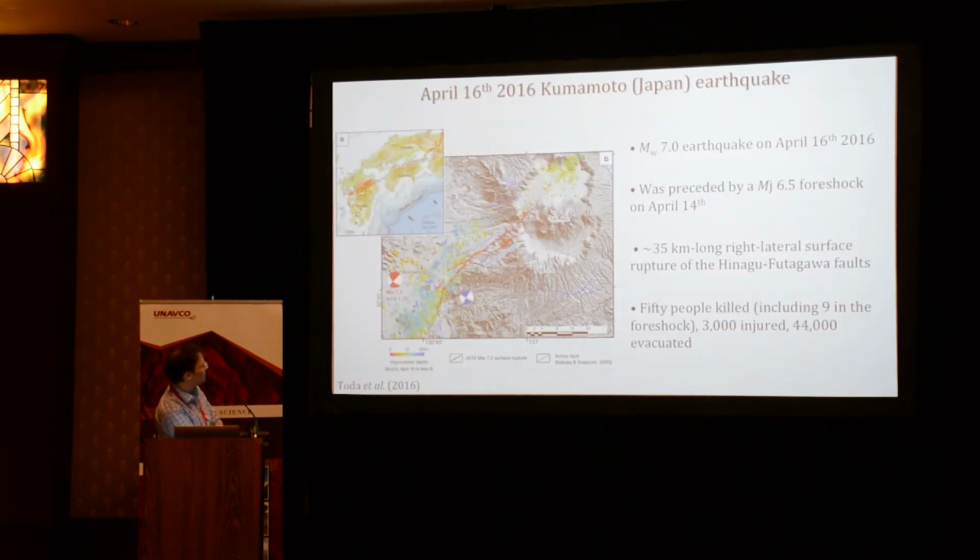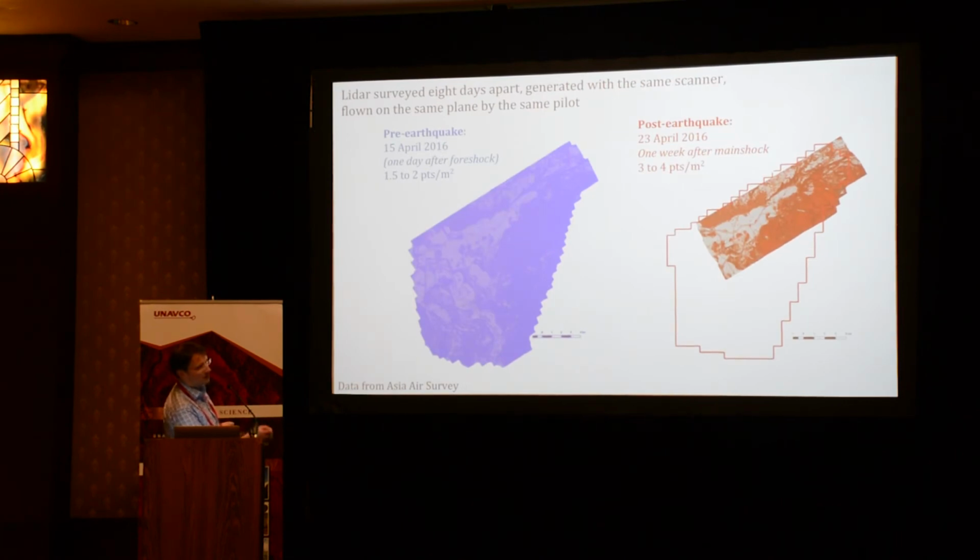Moving on to Kumamoto, magnitude 7 strike slip earthquake. Here we were sort of fortunate from the LiDAR perspective. There was a foreshock, and they flew LiDAR after the foreshock to look at the foreshock. It happened to be the day before the main shock, and then a week later they got a second data set. So we have a pair of LiDAR scenes that rival InSAR in terms of the repeat time, just an 8-day interval. It's a phenomenal data set to play with.